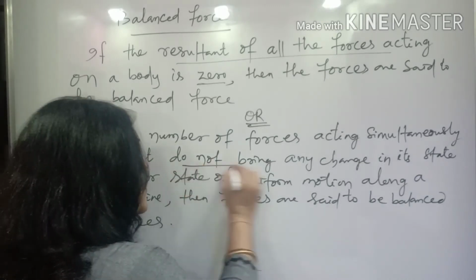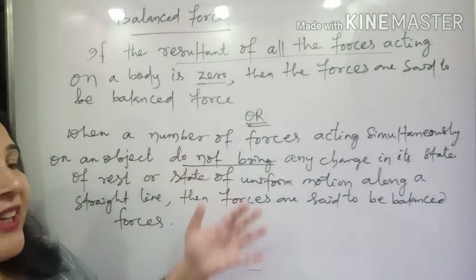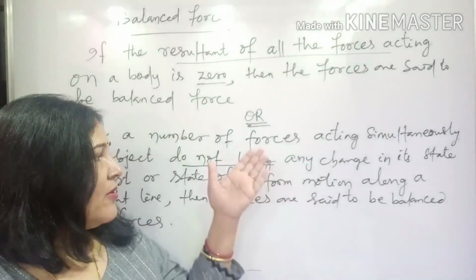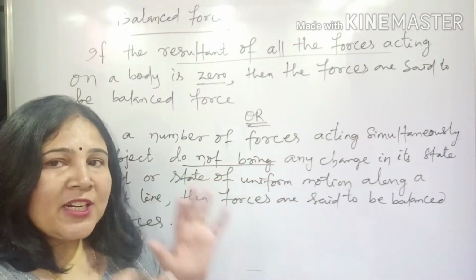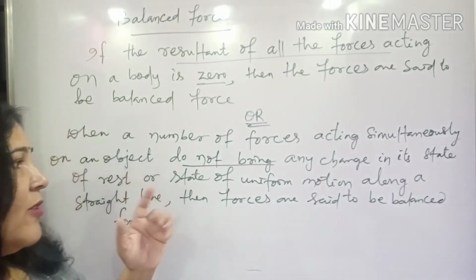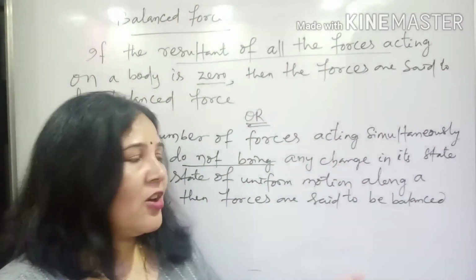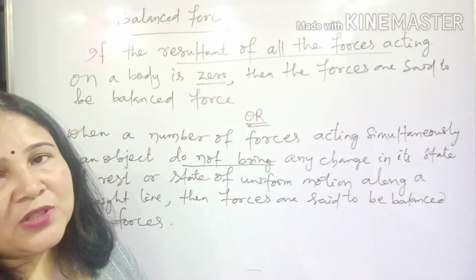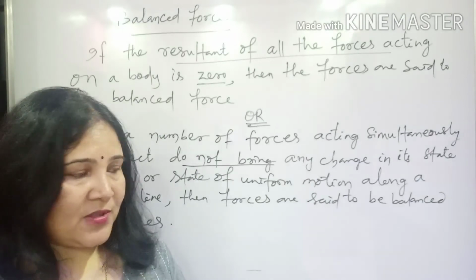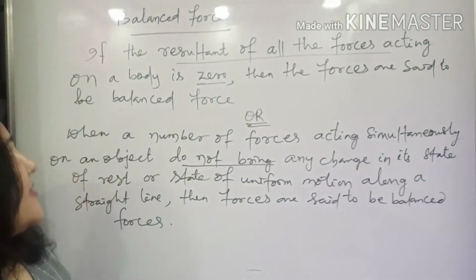So what I said here: when a number of forces acting simultaneously on an object do not bring any change in its state of rest, that is important. That is what we have seen in the previous example. When the net force acting is 0, or you can say zero resultant is acting, at that time there was no change in its state of rest or uniform motion. Then these forces are called balanced forces. Okay, now we understood what a balanced force is.